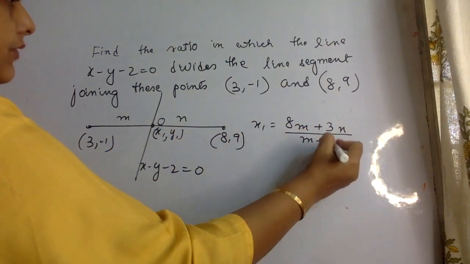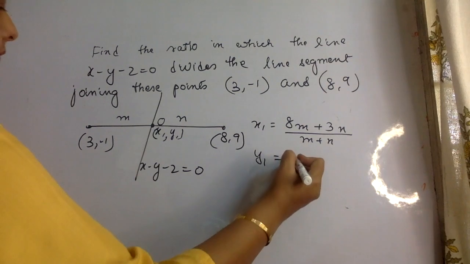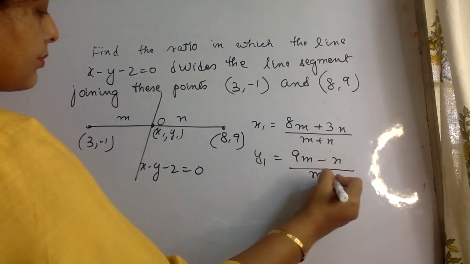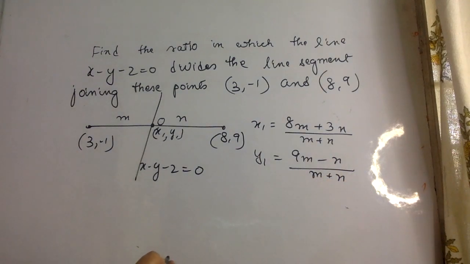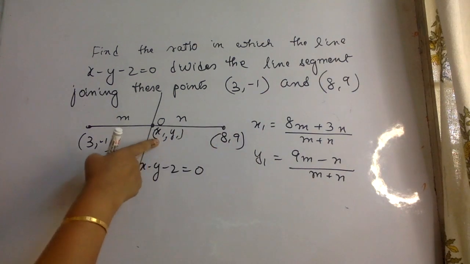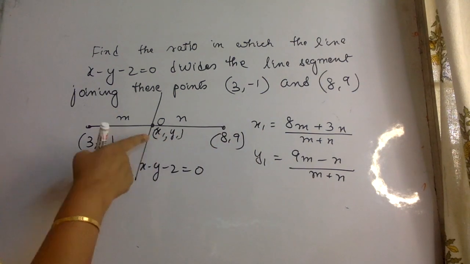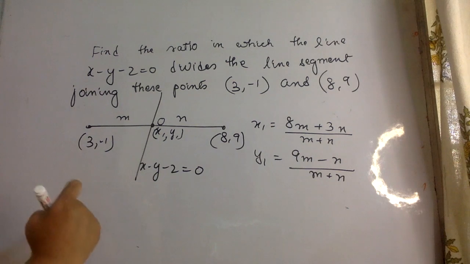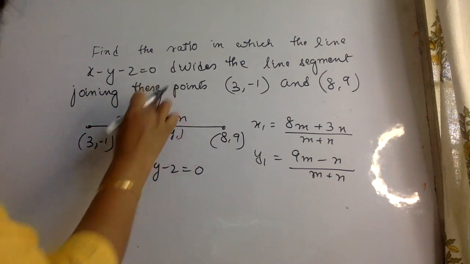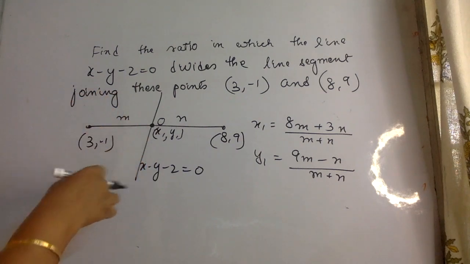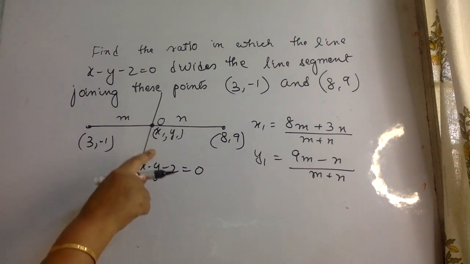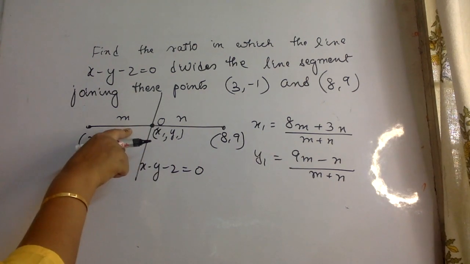Simple section formula I have applied. y1 is 9m minus n, m plus n. So this is now in terms of m and n. I have given the values of x1, y1. Now this is a point of intersection between this line and this line, means it is a common point. In other words, this is a point O. This coordinate lies on this line also and it lies on this line also.